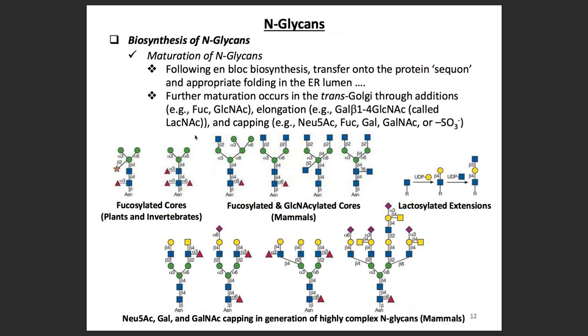Okay, so after the en bloc synthesis, you can have the glycosylated protein continue with the N-acetylglucosamines and mannoses. But nature modifies it to its advantage. So there are a number of maturation steps that come into play, and that typically occurs in the Golgi. So you can have additions, you can have elongations, you can have capping. You can have lots of different steps. A number of these steps play a role, and these are some of the structures that have already been identified and known to play important roles.